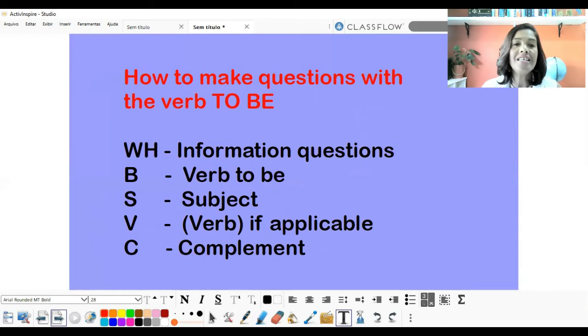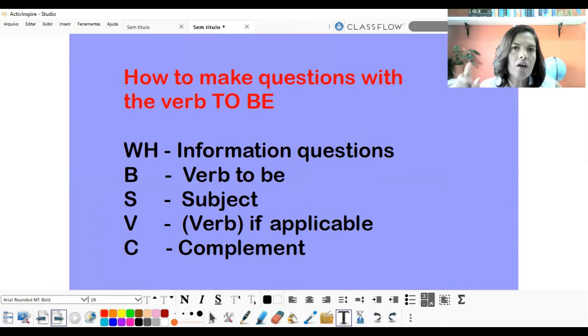Now you're going to see how to make question with the verb to be. The verb to be is very different. You need to pay attention, okay? Because you're going to use the verb to be as a main verb in the sentence. Are you Vilma? So there is only one verb in the sentence. So it's the main verb.